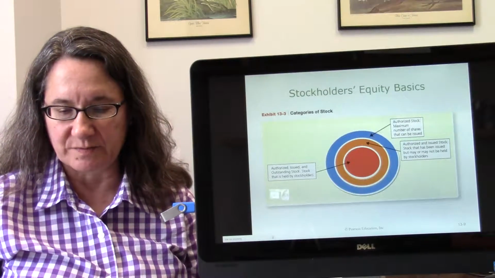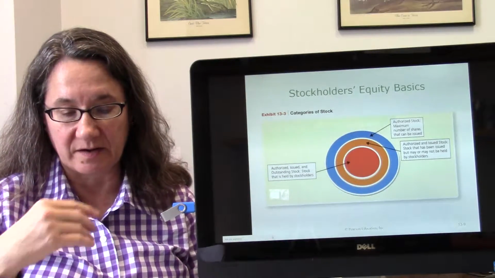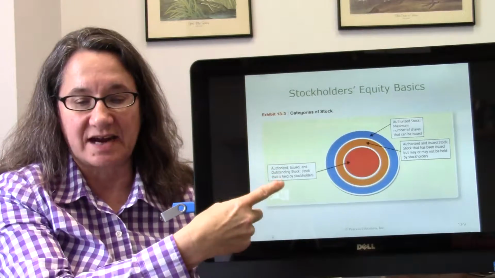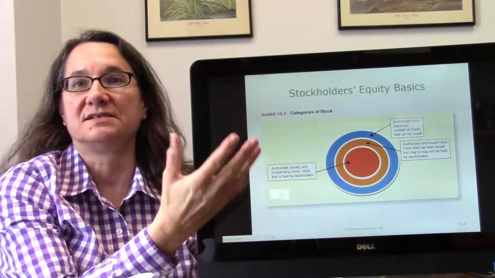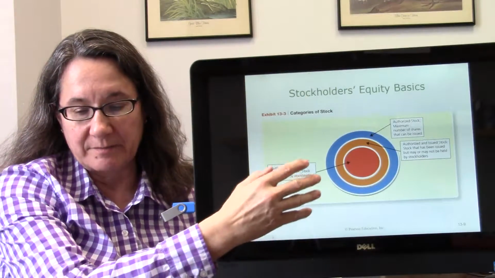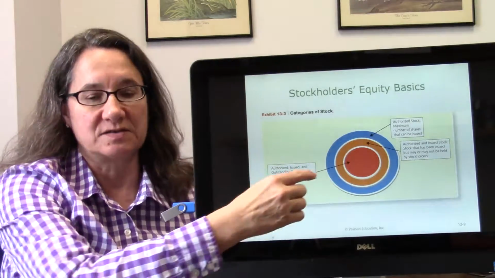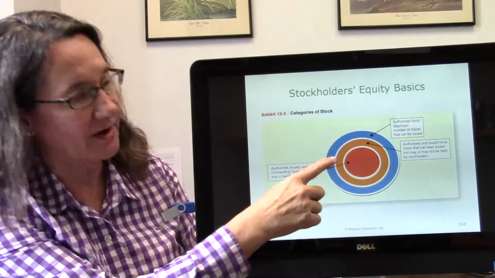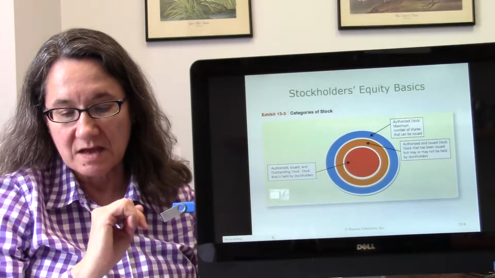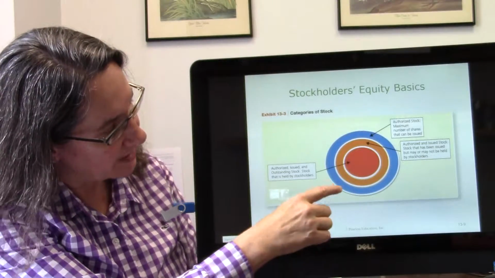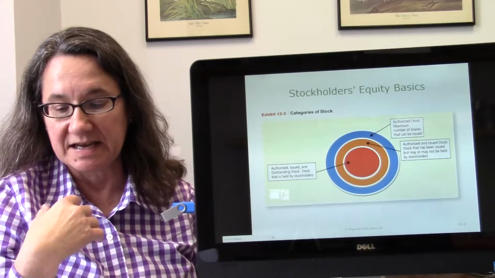So here's how stock works. Remember we have authorized, issued, and outstanding. This little bullseye is giving you an idea of how stock can exist for a company, from most stock to least stock. The outside ring and everything inside represents authorized stock. That's the maximum that can be out there. So the most you can have is in this blue ring right here. So if you say, we're going to authorize 10 million shares, then after that, this yellow ring and everything inside it represents issued stock.